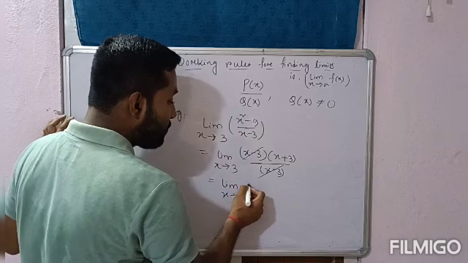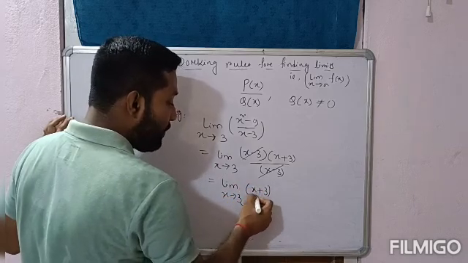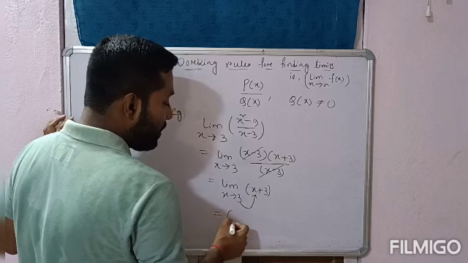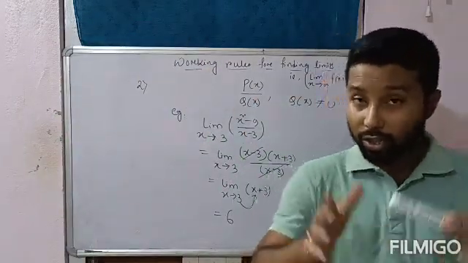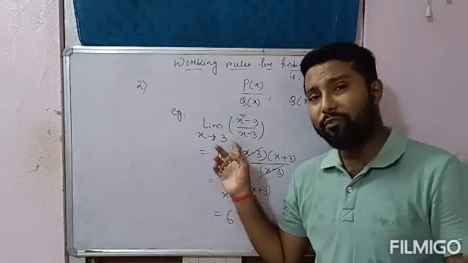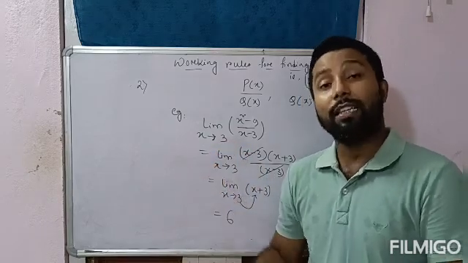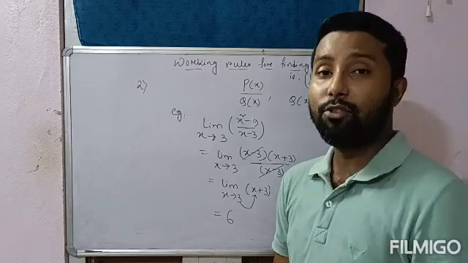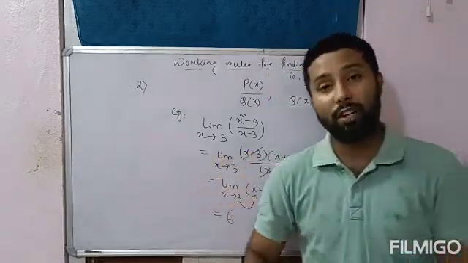So limit x tends to 3. Now here the function is x plus 3. Now if I put the value of x here, we will get 6. And 6 is a definite value only. Okay. So this is the difference. So if you get any indefinite result or solution, then you have to factorize the numerator or denominator. Generally it happens in rational function only.